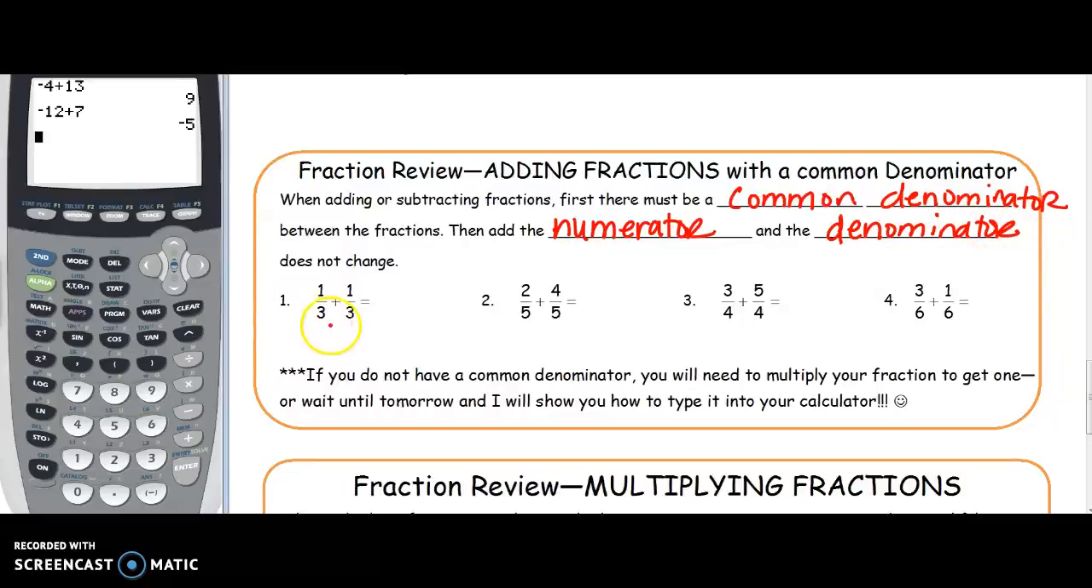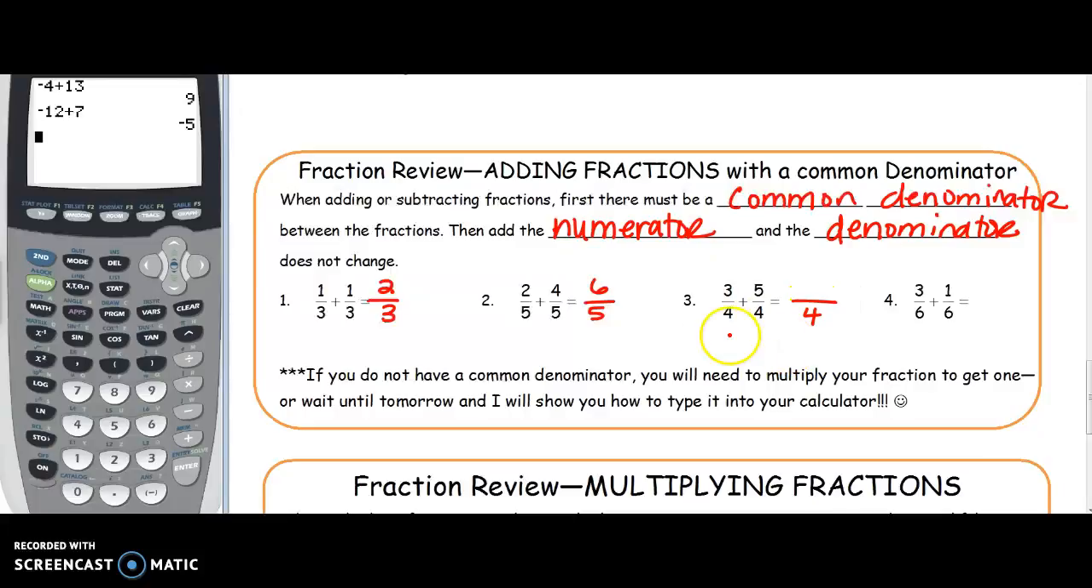So in problem number 1, notice our denominator is matching, therefore it does not change. You can just bring it over, and then you add the top numbers. See if you can simplify. If you can't, you can move on. So then in problem number 2, if you see that your denominator is matching, you again can just bring it over into your answer and then add your top number. So 2 plus 4 is 6. Look to see if you can simplify. If not, move on.